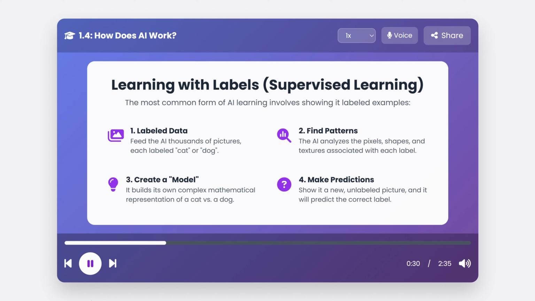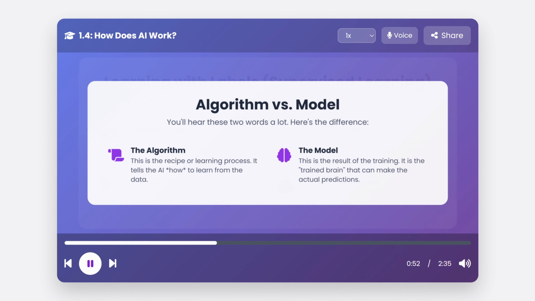Second, the AI's algorithm analyzes this data, looking for the pixel patterns, shapes, and textures associated with each label. Third, from this analysis, it builds a model, its own complex, mathematical understanding of the visual differences. Finally, you can show it a brand new picture it has never seen, and it will use its model to predict the correct label.